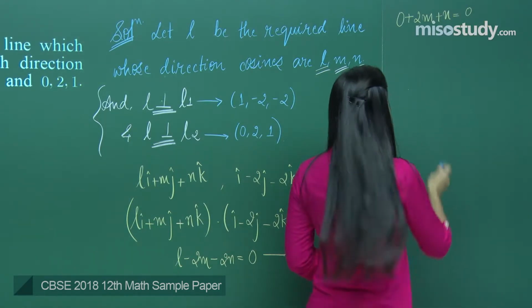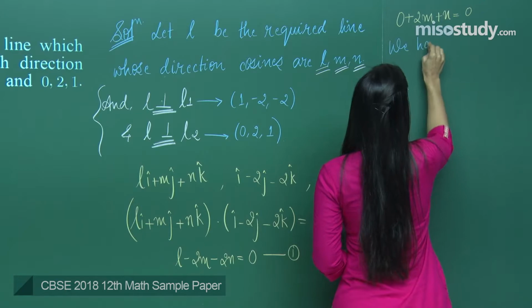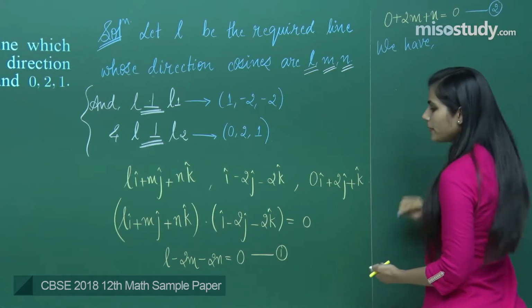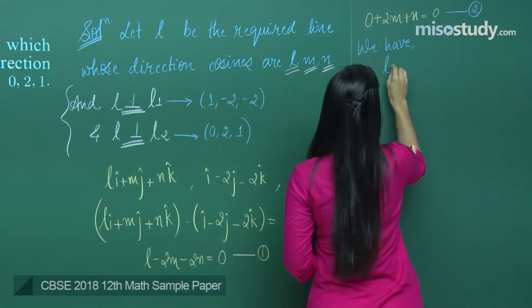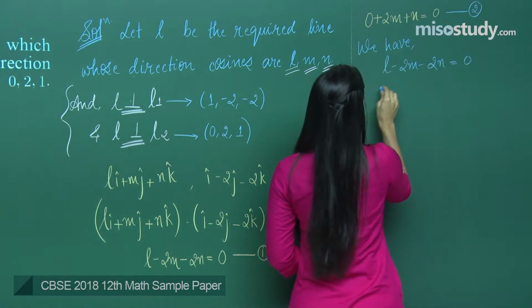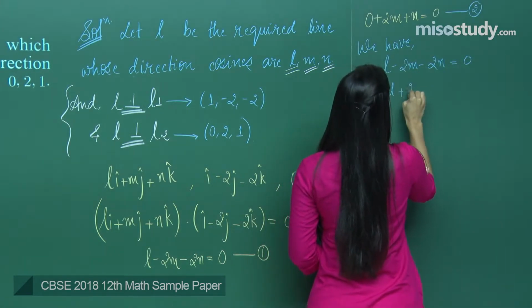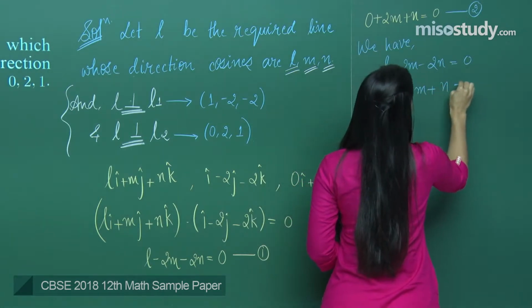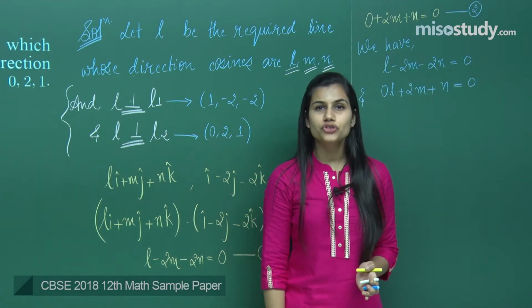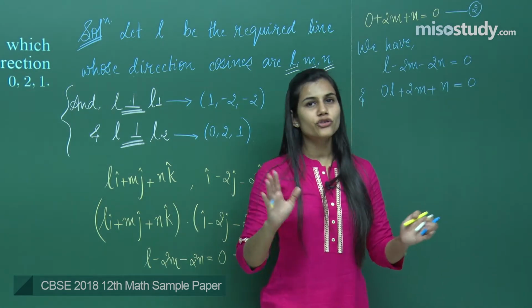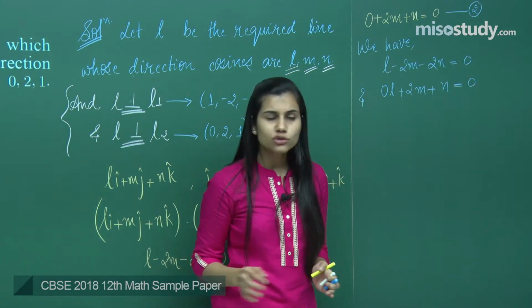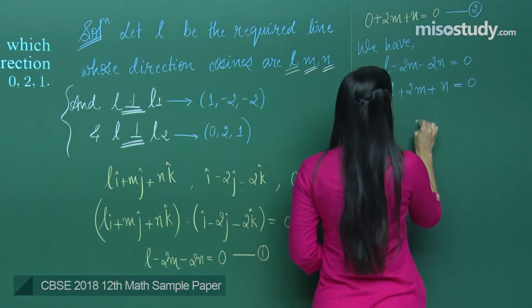That means what is it that we have? We have from 1 and 2 basically L minus 2m minus 2n is 0 and 0L plus 2m plus n is 0. The moment you have this, the first thing which triggers inside your mind is the cross multiplication method. So, let us apply that, we will be able to get some values. So, how do we proceed?